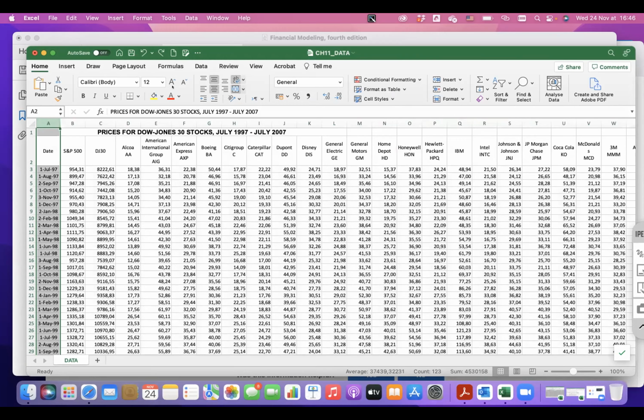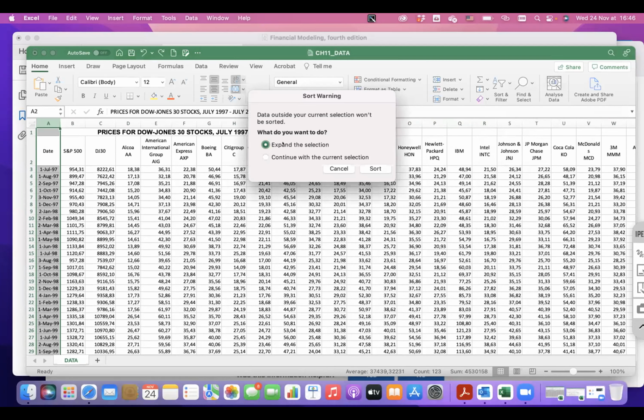Then you have to go to sort and filter. Okay, sort and filter. Then you have to sort from the newest to oldest. Click on sort. Then see, you have to expand the selection so you can make the transformation for the remaining columns. So then sort, and that's it.